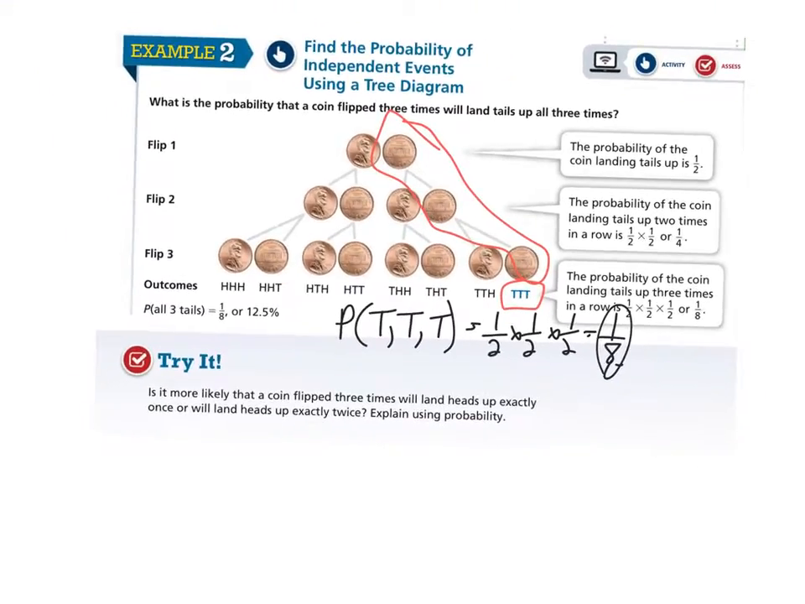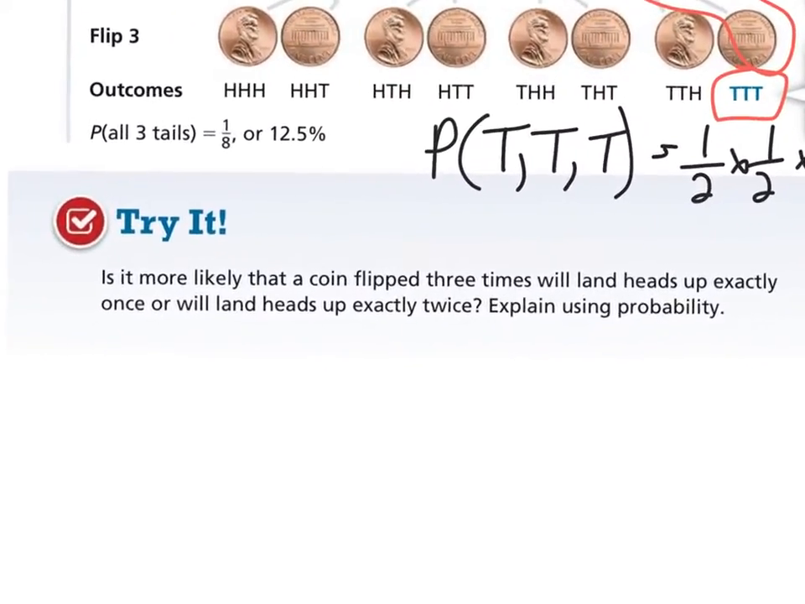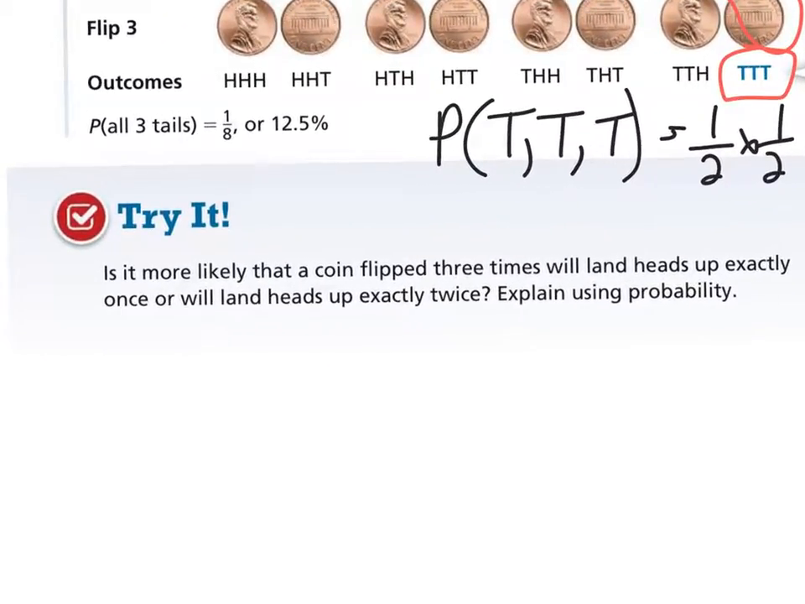Now if we look at the Try It, it says, is it more likely a coin flipped 3 times will land heads up exactly once or will land heads up exactly twice? For a problem like this, it's probably better to do the tree diagram or somehow do the sample space of what all the different options are. So for this one, we're flipping it 3 times. The question is heads up exactly once or heads up exactly twice.